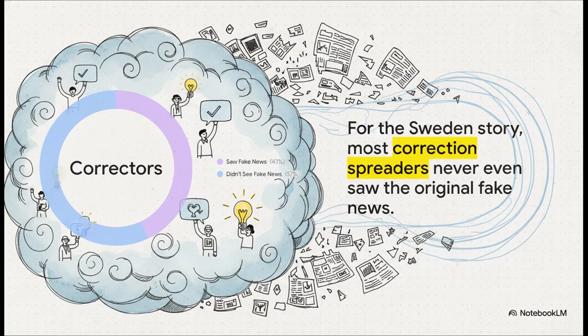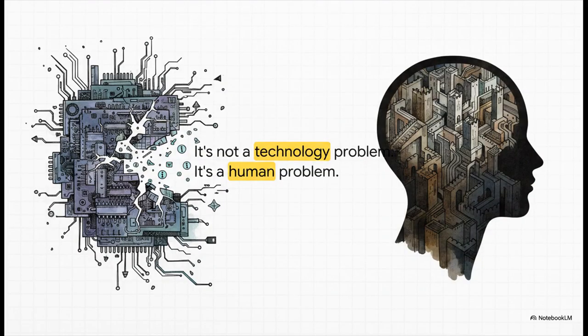And get this, here's the craziest part. When the researchers looked at the blue cloud, the people who were spreading the correction, they found something truly remarkable. 57% of them had never even seen the original fake news story to begin with. So if anyone was living in a bubble, it was actually the people trying to correct the story. So if the technology isn't building this impenetrable wall between us, then the reason for this deep, deep divide has to be somewhere else. The problem isn't in our feeds, it's in our heads.